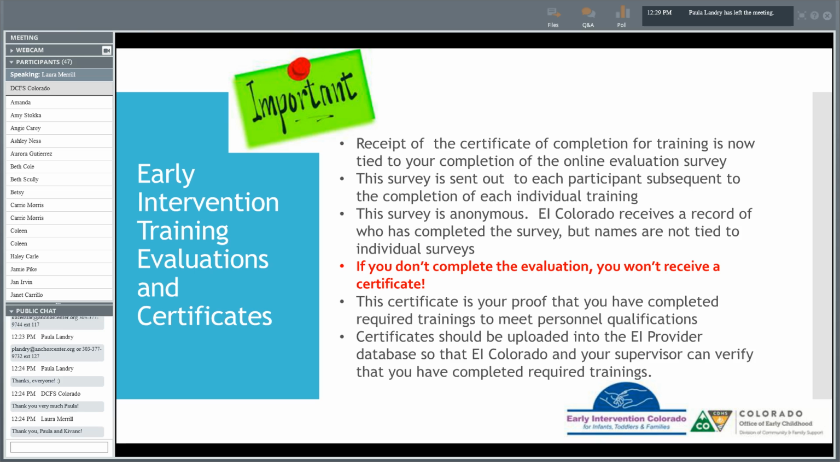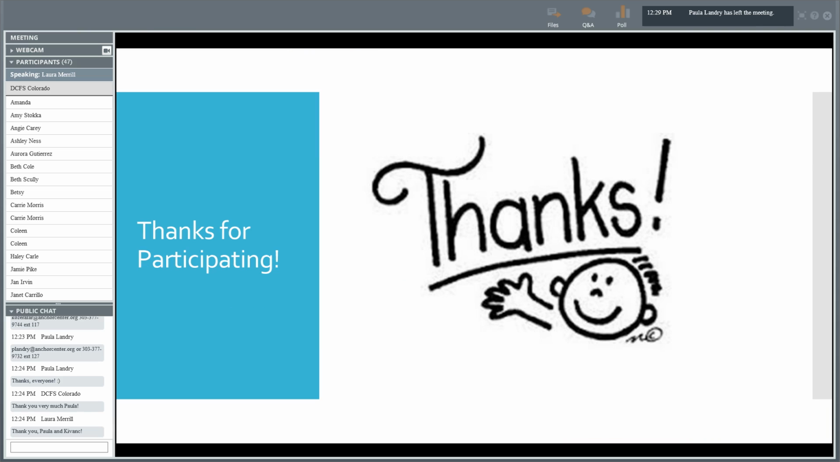So this is super important. We are having people that aren't completing the evaluation and not getting their certificates even though they have completed the training. So it looks like they're not in compliance with personnel qualifications when really they are. If for some reason they don't receive the evaluation link or they lose the evaluation link, they just need to give Tracy a call or email and she'll resend it to them. Okay, so that's just really important and a new process for receiving your certificates of participation.